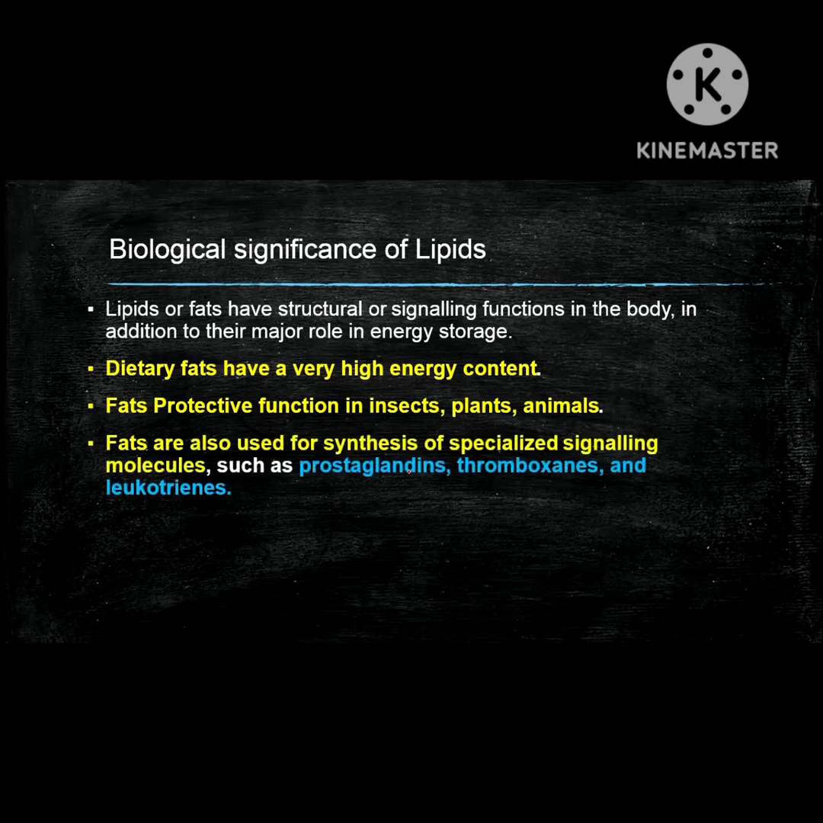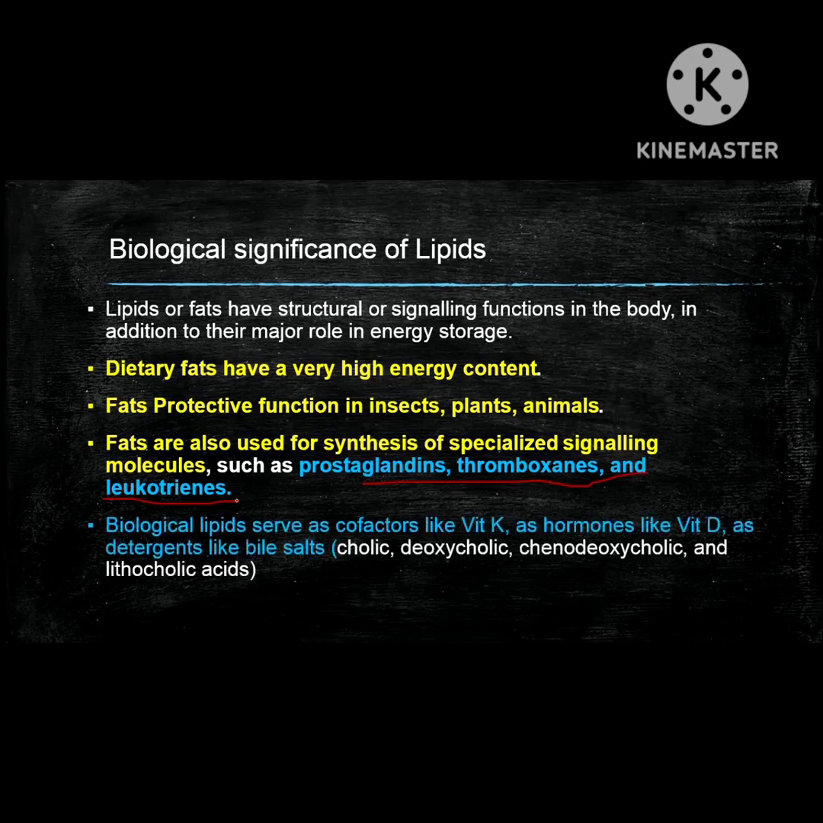Lipids are used for the synthesis of specialized signaling molecules. I told you that prostaglandins, thromboxanes, and leukotrienes are all produced from the lipids, and they serve as signaling molecules. Now, one more important function is that biological lipids serve as cofactors, like vitamin K. They serve as hormones, like vitamin D. They serve as detergents, like bile salts, which are produced in the liver and excreted through the bile.